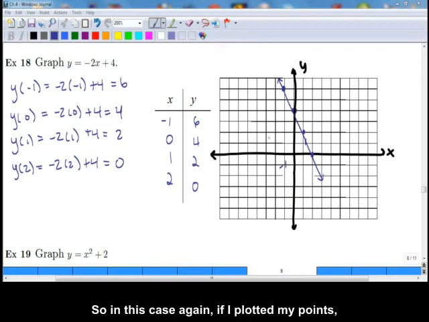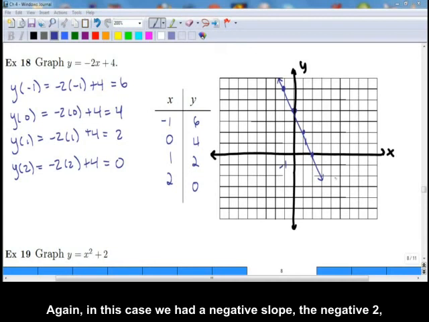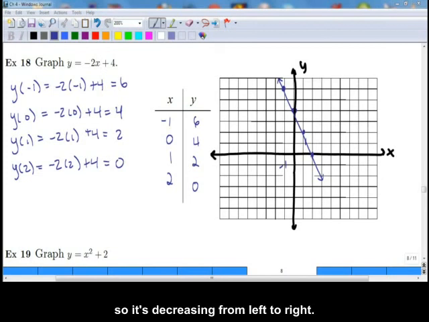So in this case, again, if I plotted my points, I've got the points (-1, 6), (0, 4), (1, 2), and (2, 0). And if I connect those, I get a straight line. Again, in this case, we had a negative slope, the -2. So it's decreasing from left to right.